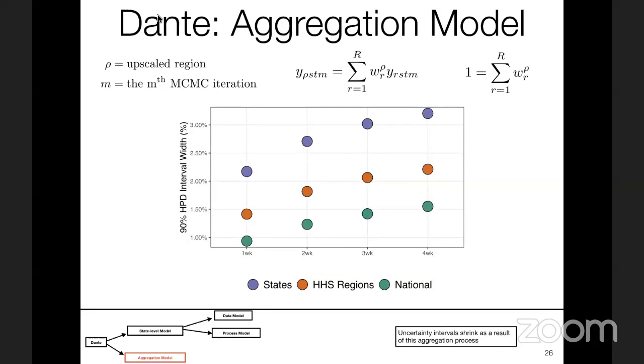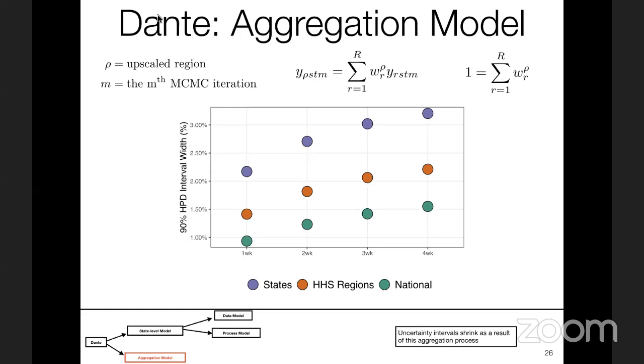The final piece of Dante, again, is this aggregation model. At its core, Dante is just this conditionally specified Bayesian model. So we get draws from the posterior predictive distribution via MCMC. But once you have those draws, the aggregation model is really straightforward. You just take these linear combinations of these draws to produce your regional and national forecast.